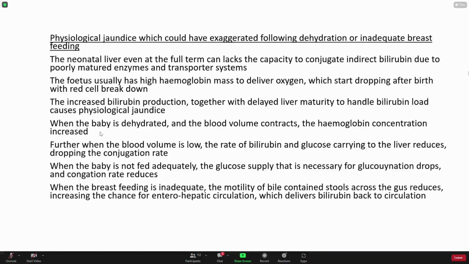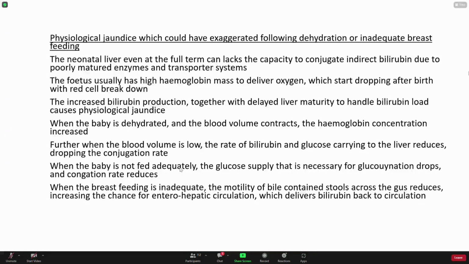So you can write up to that. A few things you can add when the baby is dehydrated. This is where the exaggeration part comes in, right? When the baby is dehydrated, the blood volume contracts and bilirubin concentration will increase, so it will be more pronounced then. Further, when the blood volume is low, the rate of bilirubin and glucose delivery to the liver will reduce, and it drops the conjugation rate. So these are a few things you can add, right?